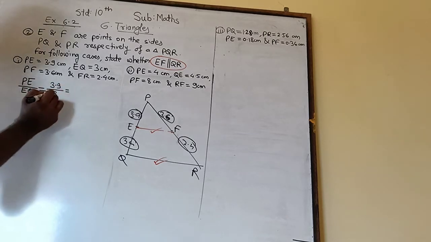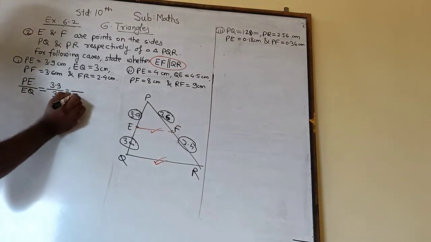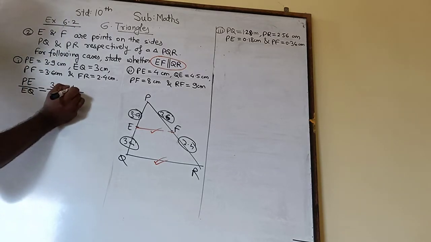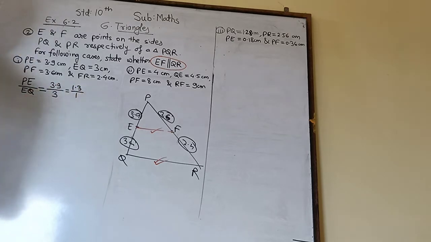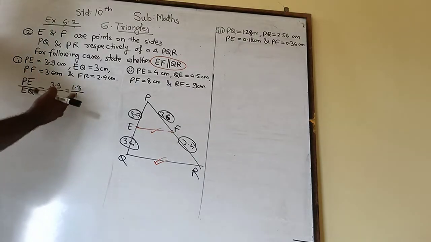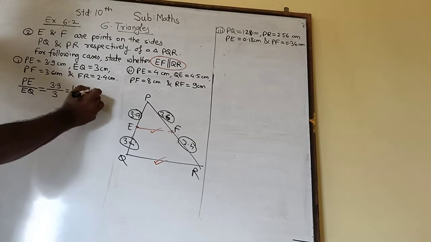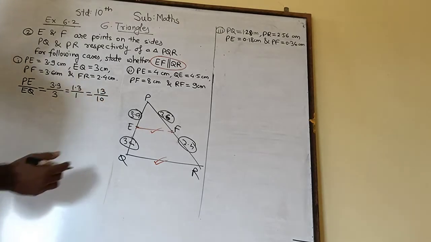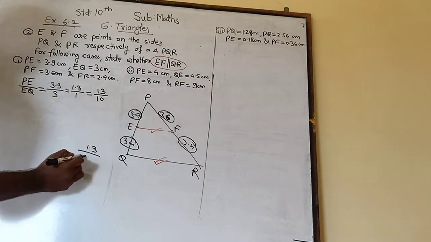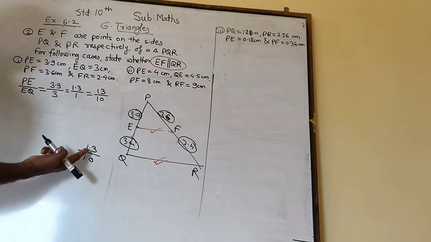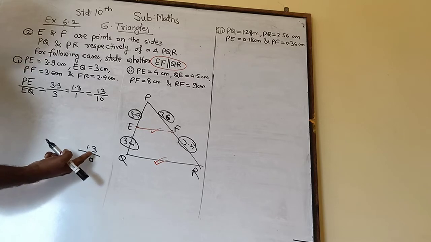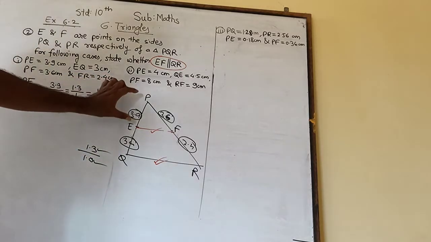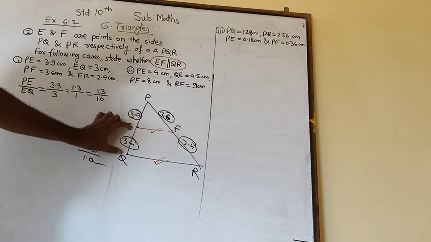Now we can divide this. 3 ones are 3. 3 ones are 3. Point. 3 3s are 9. That means 1.3 upon 1. That is, you can write 13 upon 10. Because 1.3 upon 1 means 1.0, and after taking out these decimal points, we get 13 upon 10. So students, we get the ratio PE upon EQ now.